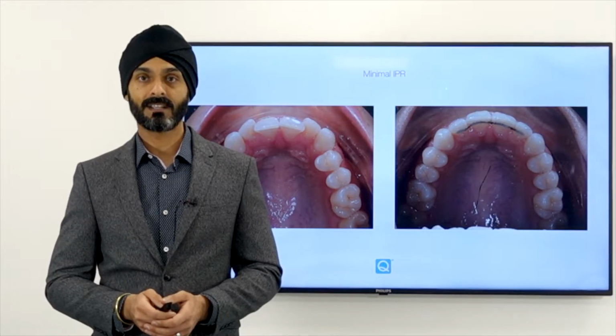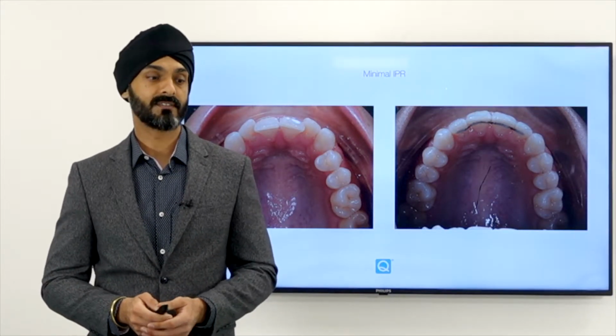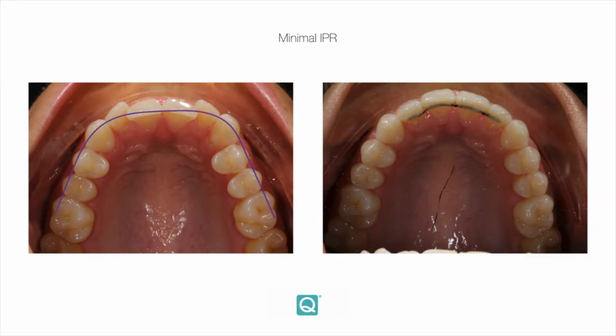So let's have a look at the same case just from the occlusal photographs, and you can see if we were to draw a line of best fit here on the preoperative photograph, you can see that it's not a perfect arch. The front teeth do look a little bit more flat than they should. If we compare this to the same line that we draw on the case at the end of treatment, you can see that we've got a nice horseshoe kind of shape.